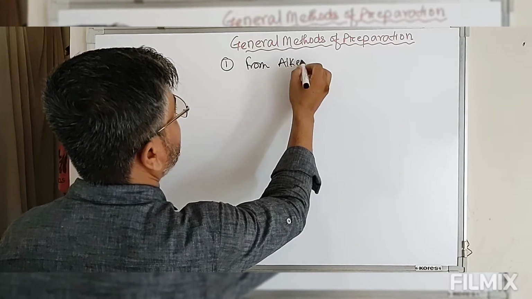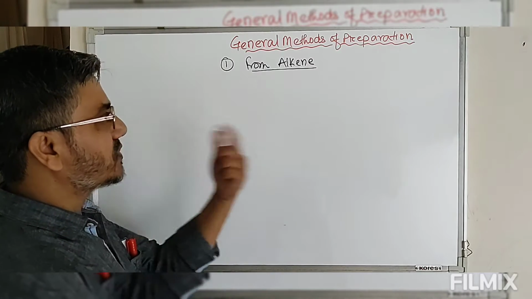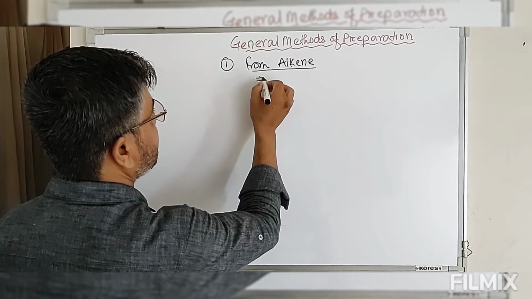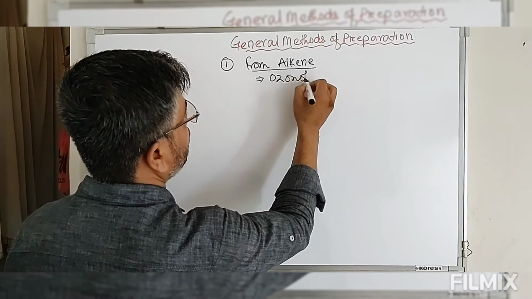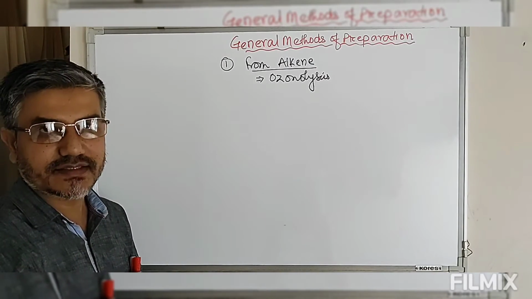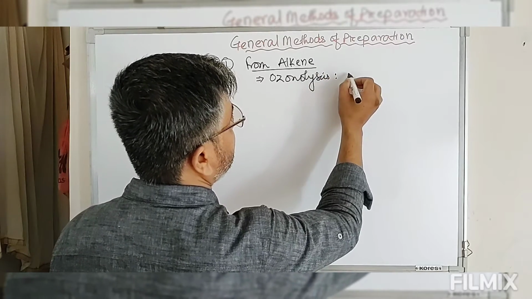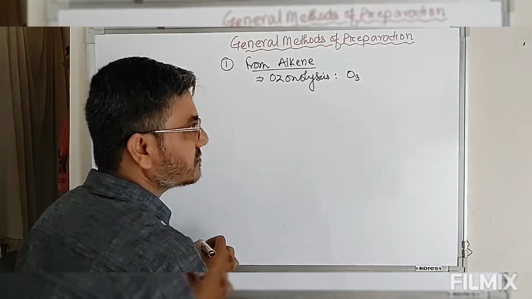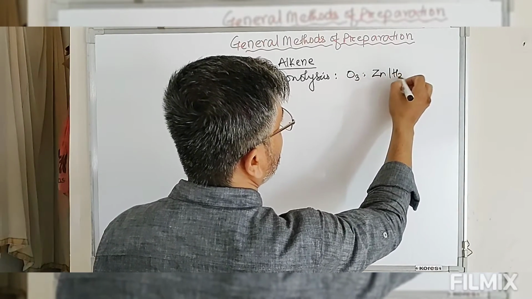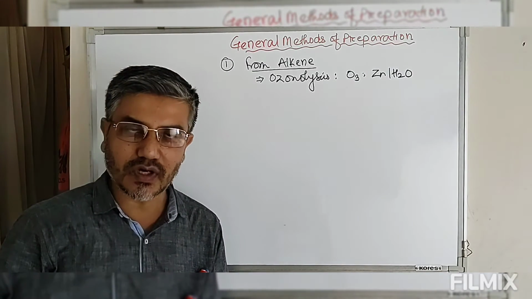From alkenes, we can prepare aldehydes and ketones. This reaction is known as ozonolysis. By ozonolysis of alkenes, we can prepare aldehydes and ketones. For this ozonolysis reaction, the reagent used is, first, ozone, followed by reduction with zinc and H2O. That is, reductive ozonolysis of alkenes will always give you aldehydes or ketones.